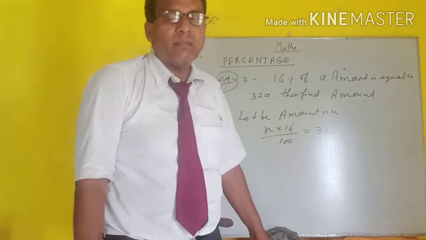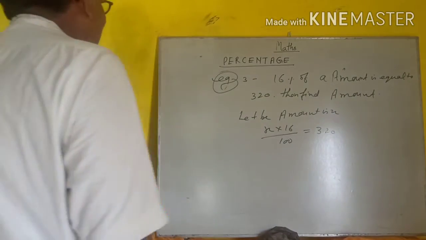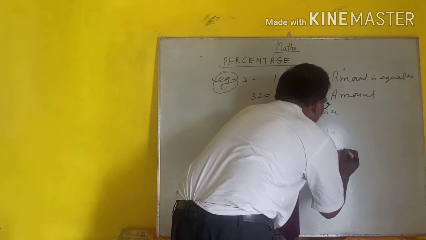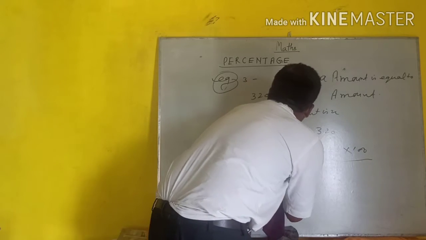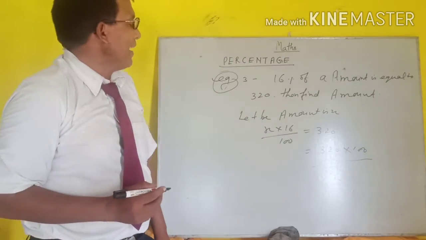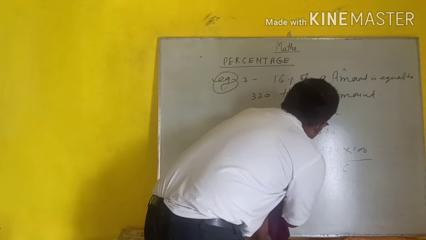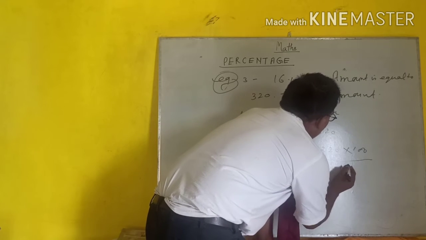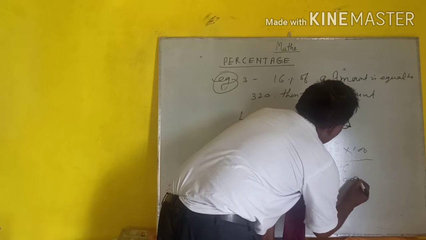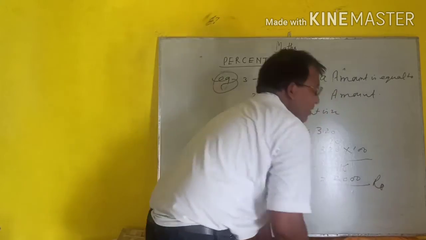Here in the left side it is divided by 100. When 100 goes to the right side, it multiplies there, it becomes 320 into 100, and in the left side 16 multiply, when it goes to the right side, it divides there, upon 16 is equal to x. See here 16 2s are 32, here 20 multiply by 100 means 20 double zero, it becomes 2000 rupees.